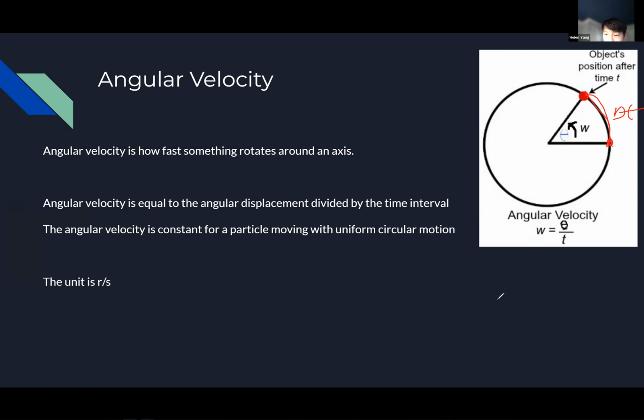Also, it says W is equal to theta over t, but it's not actually W, it's omega. So omega is equal to the change in angular displacement divided by the change in time. The angular velocity is constant for a particle moving with uniform circular motion. And the unit, instead of meters per second for velocity, would be rad per second.